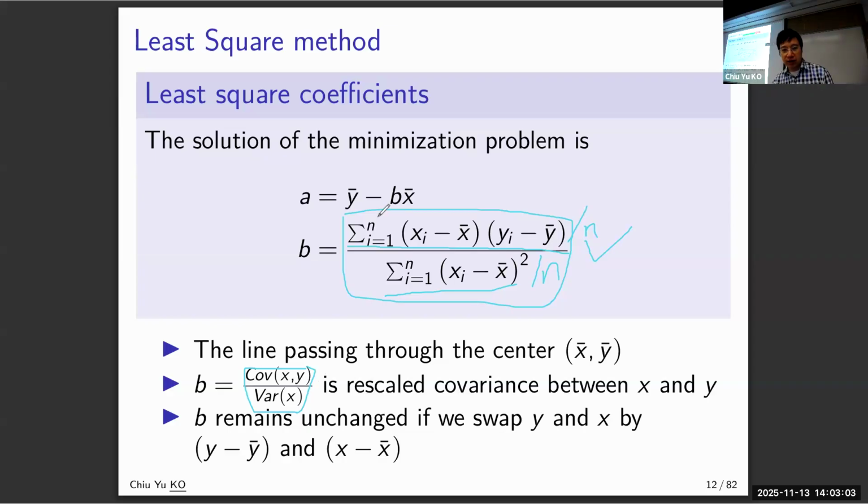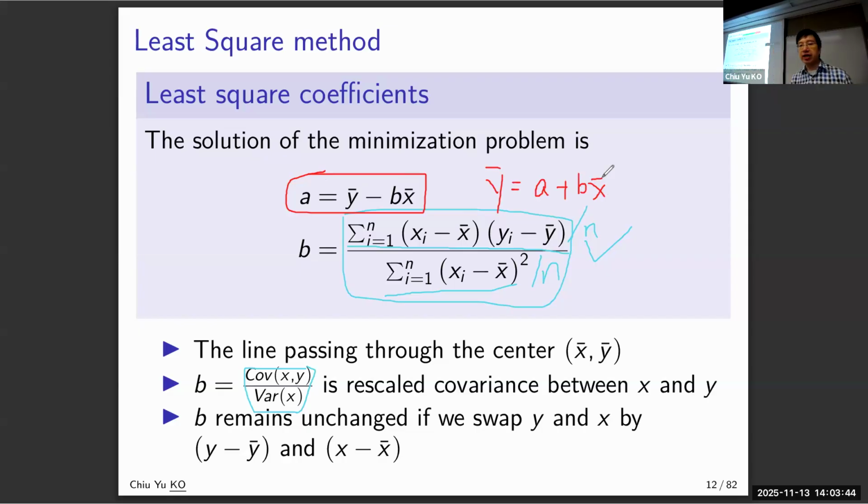But one thing is, this is not something too interesting. But one thing interesting from this equation, what do you see? A, the intercept, is equal to y bar minus b x bar. What does that mean? Let's rewrite this. You can rewrite it as y bar equals a plus b x bar. You will see, it means that the best fit line will pass through x bar, y bar.